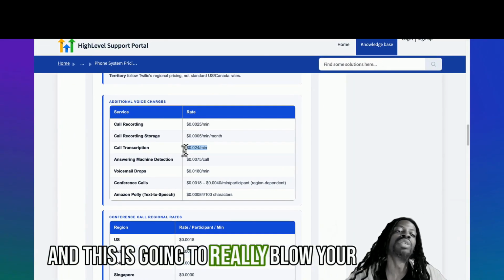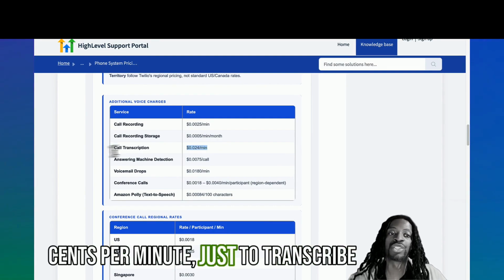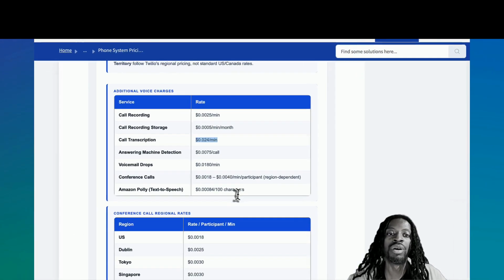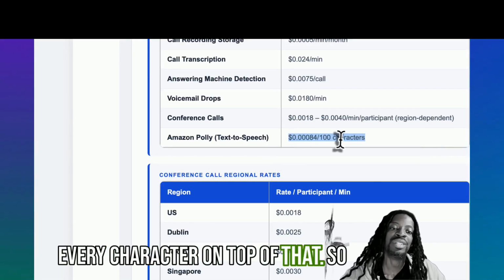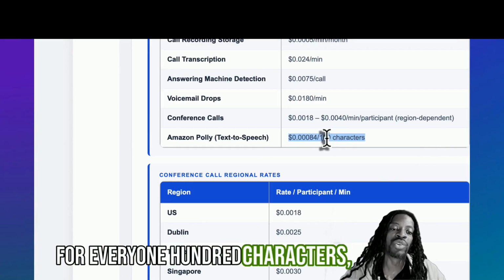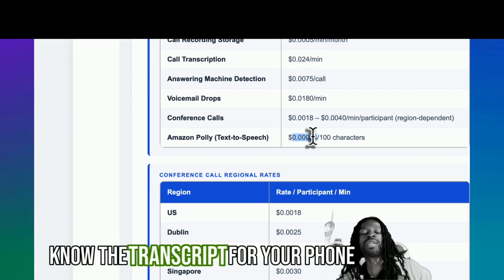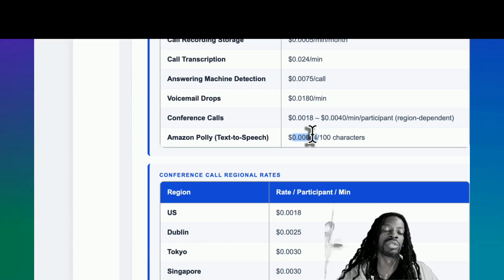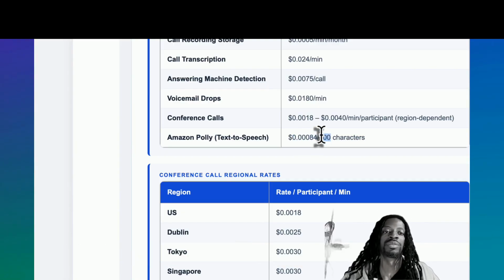And this is gonna really blow your mind. So not only are you paying 2.4 cents per minute just to transcribe the call, but they're also charging you for every character on top of that. So for every 100 characters, you're paying this much. And we both know the transcript for a phone call, let's say even a 1 minute phone call, is gonna be more than 100 characters.